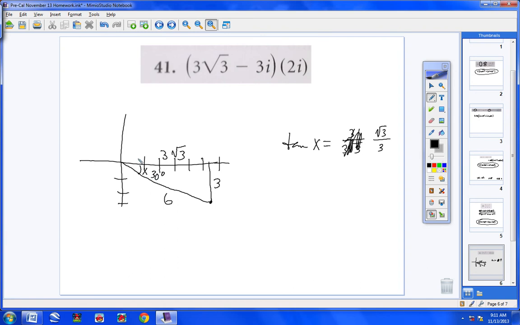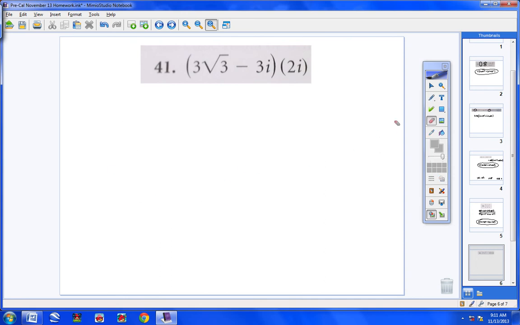Now that's not the angle you want. Remember, you always start here on the positive x and rotate counterclockwise until you come to the hypotenuse. So that's 330 degrees. So I have a hypotenuse of 6 and an angle of 330.